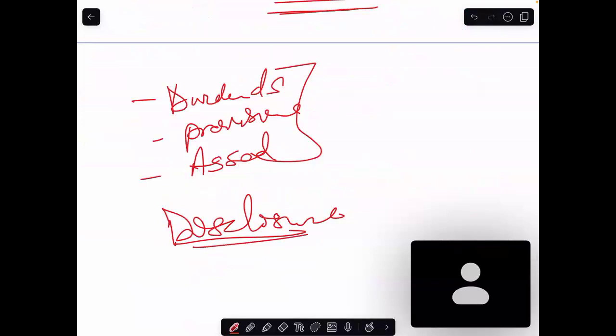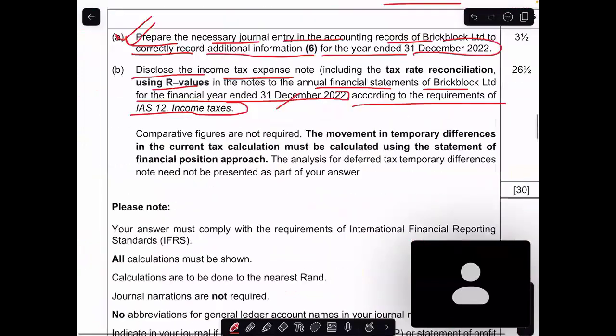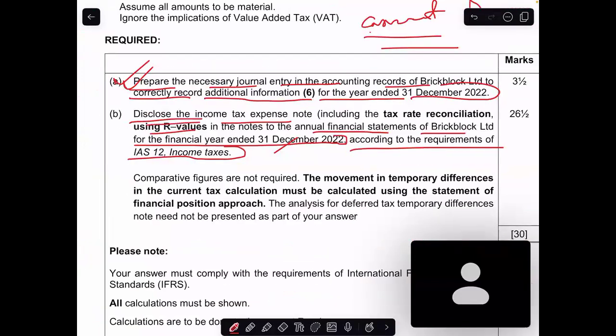Remember, today the required was disclose. Are we together? The required is saying disclose the income tax note. We did not disclose. For us to disclose, we need to first calculate our current tax and our deferred tax. So disclosure will be a matter of me giving you the framework. Then the answers you get from the calculation of current tax and deferred tax.